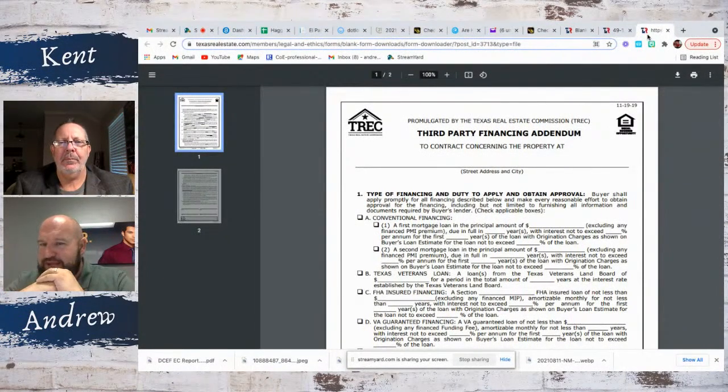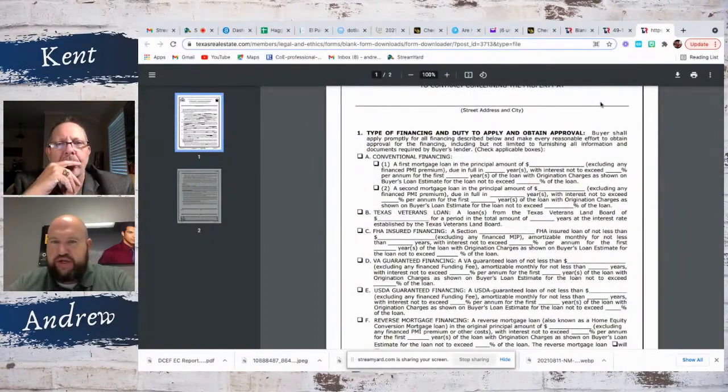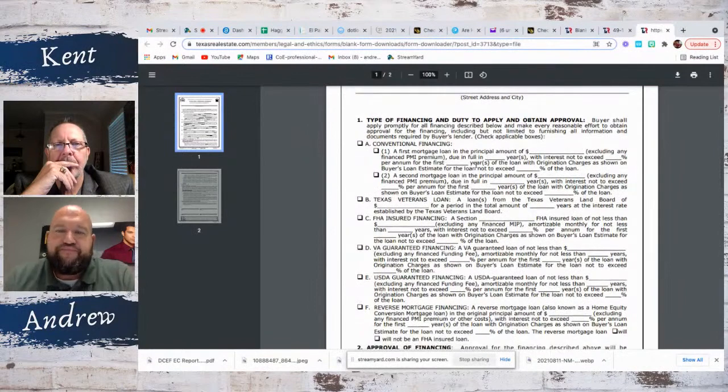As you can see, it has not been updated since 2019. Not a lot of changes to it, which is good. Section 1, we're talking about type of financing. Of course, you're going to put the street address and the city there. Buyers shall apply promptly for all financing described below and make every reasonable effort to obtain approval for financing, including but not limited to furnishing all information and documents required by the buyer's lender.